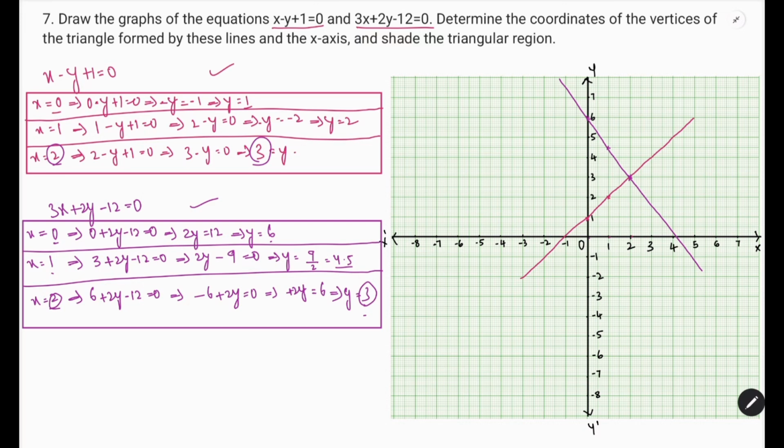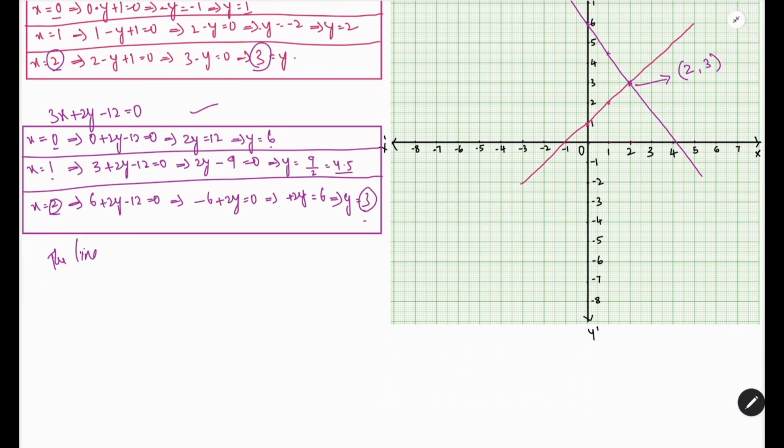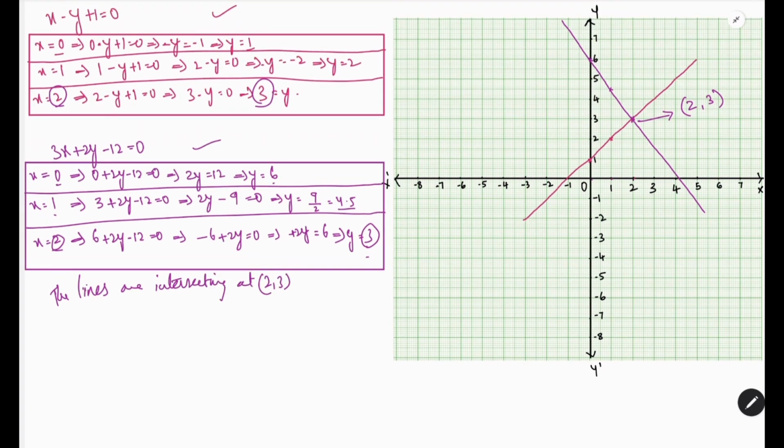Now here the lines are intersecting at this point. What is this point? It is 2, 3. See, for the x-axis it is 2 and for the y-axis it is 3. The lines are intersecting and it has a unique solution. It is 2, 3. The lines are intersecting at 2, 3.